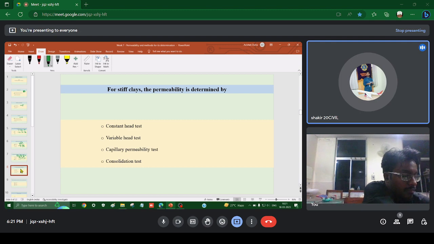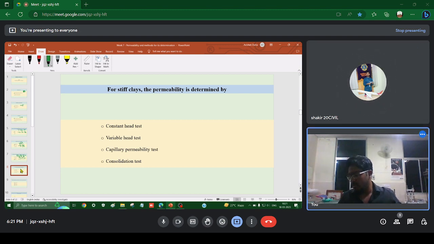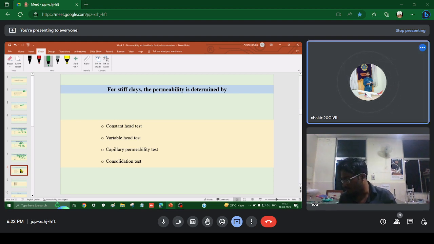The variable head test is for stiff clays. It is for soil which might give a low amount of permeability. That is for stiff, low permeability soils.